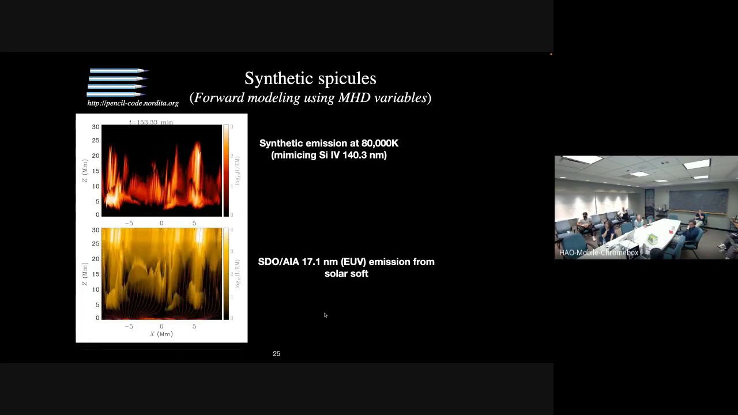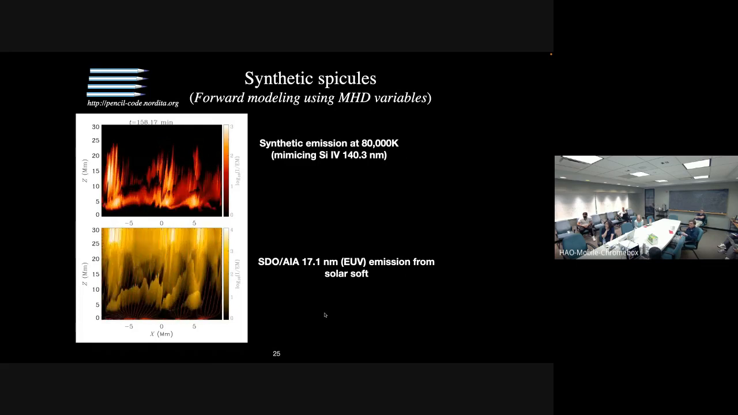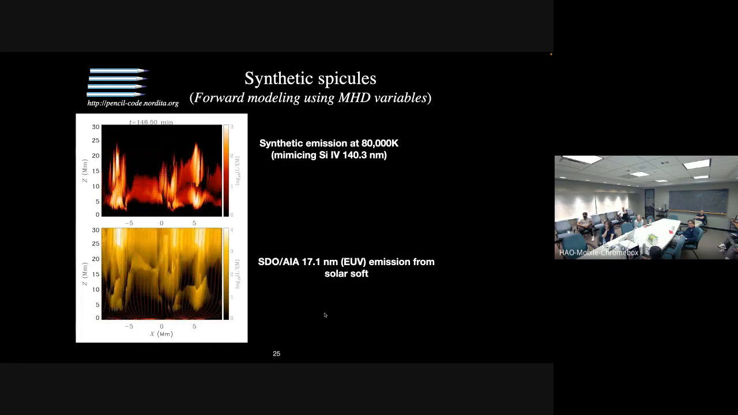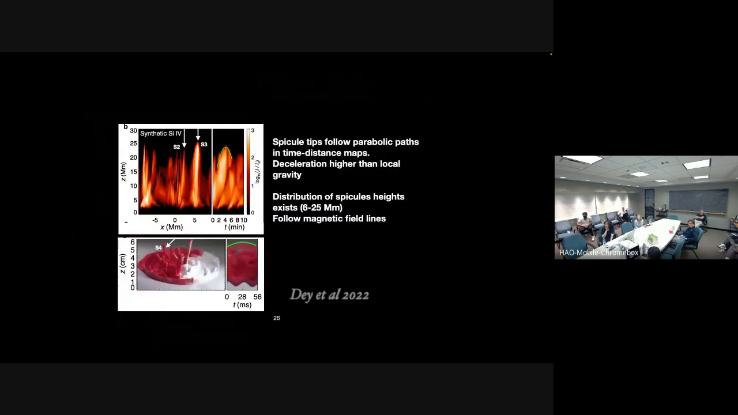So the first thing that we see is that convection on its own is able to produce these kinds of jets which resemble solar spicules. Now these spicule tips follow parabolic paths when you do a time distance map. Suppose you watch this spicule through a vertical slit over time, you see that the spicule tip follows a parabola. So essentially the motion is ballistic, gravity driven. However, we find that the deceleration is typically higher than the local gravity.